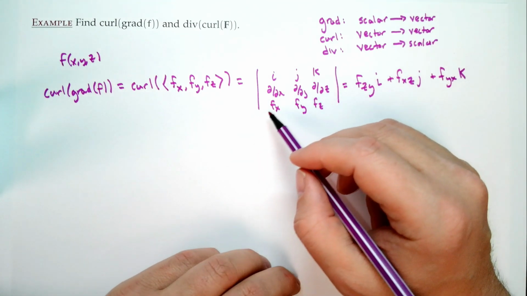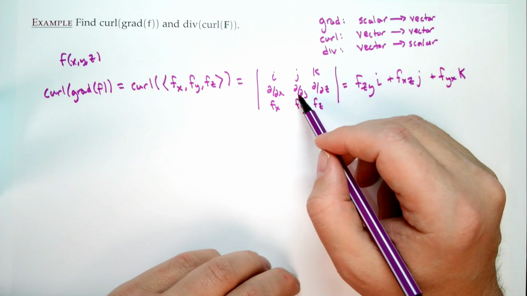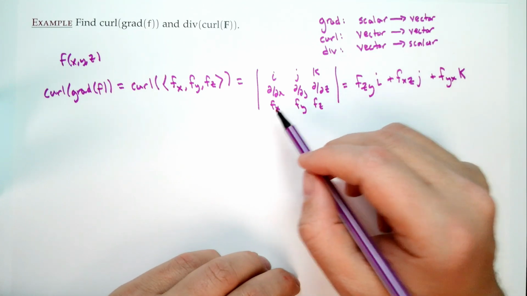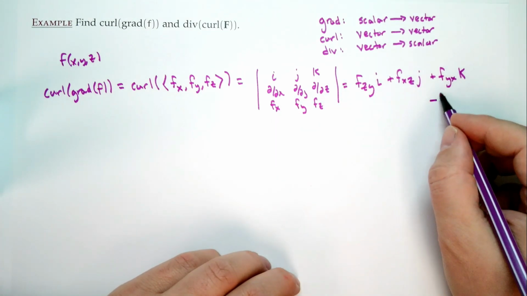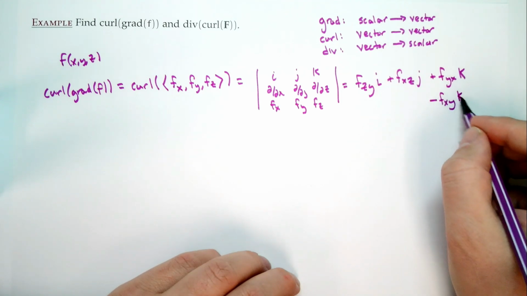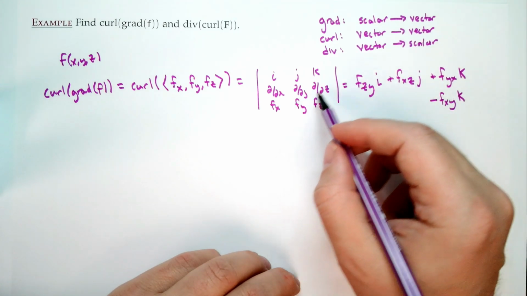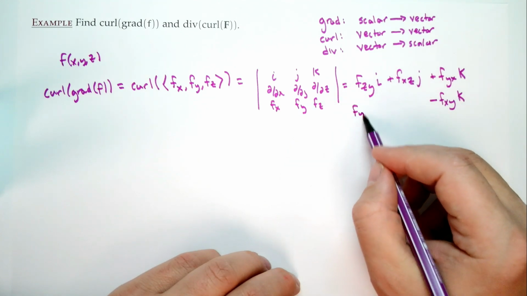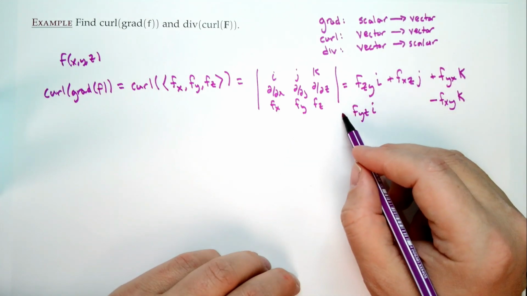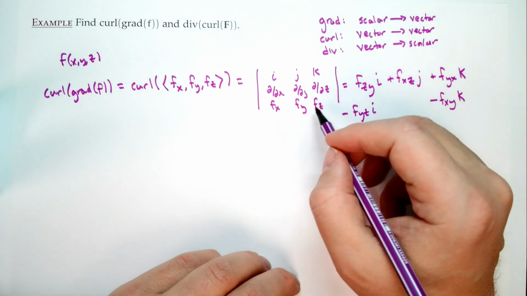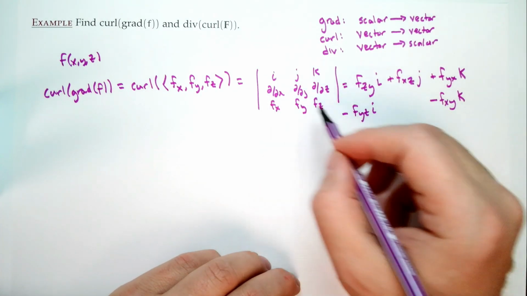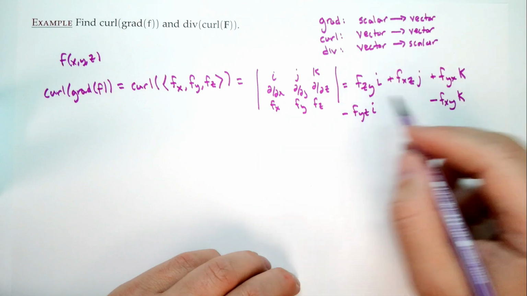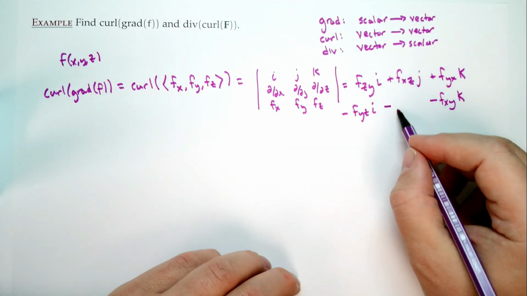Now, the other direction, going up. So we're taking partial y of f sub x, and that's going to be subtracted: f sub xy in the k direction. Then f sub y, partial z, in the i direction. So that's f sub yz in the i direction. But because we went up, we subtract. And the final one, f sub z partial x, that's f sub zx in the j direction. So we subtract.